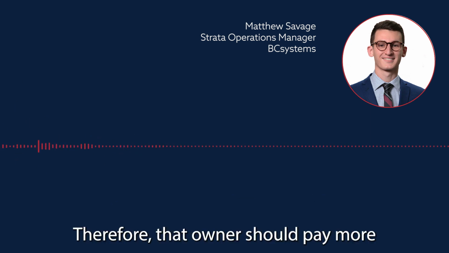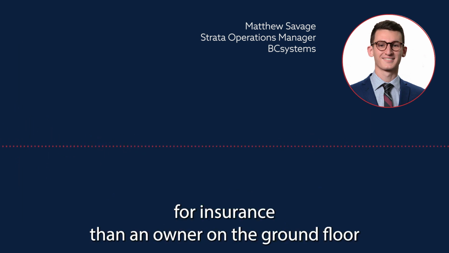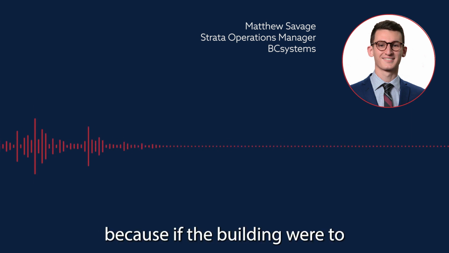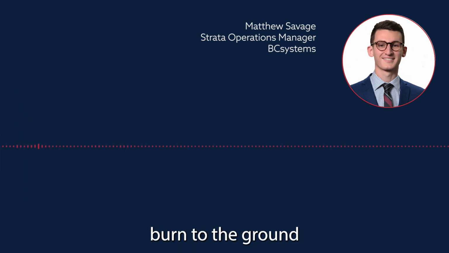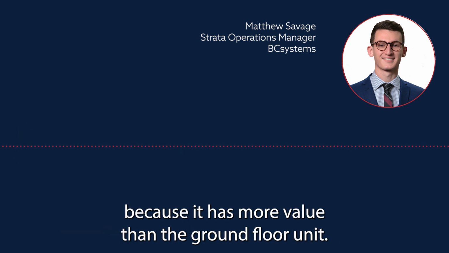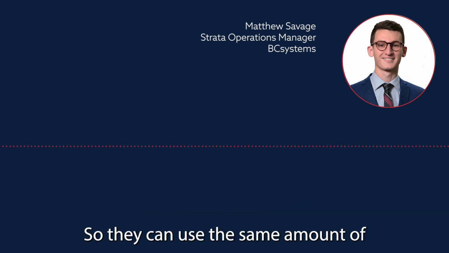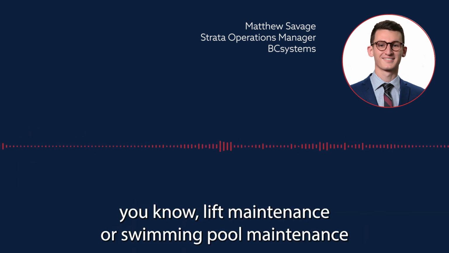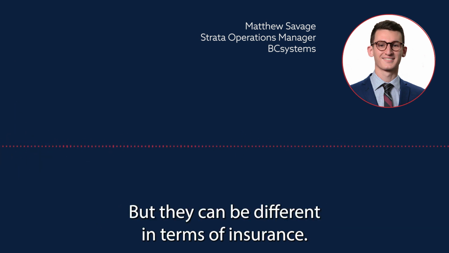Therefore, that owner should pay more for insurance than an owner on the ground floor, because if the building were to burn to the ground, that unit at the top would get more of the insurance payment because it has more value than the ground floor unit. So they can use the same amount of lift maintenance or swimming pool maintenance because they're the same size, but they can be different in terms of insurance.